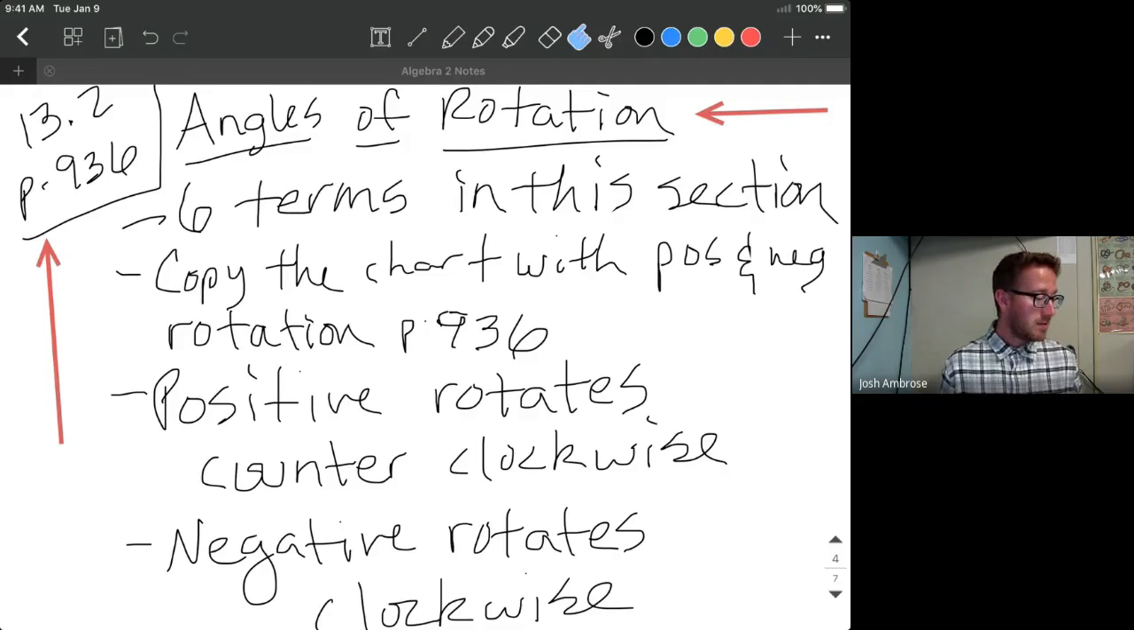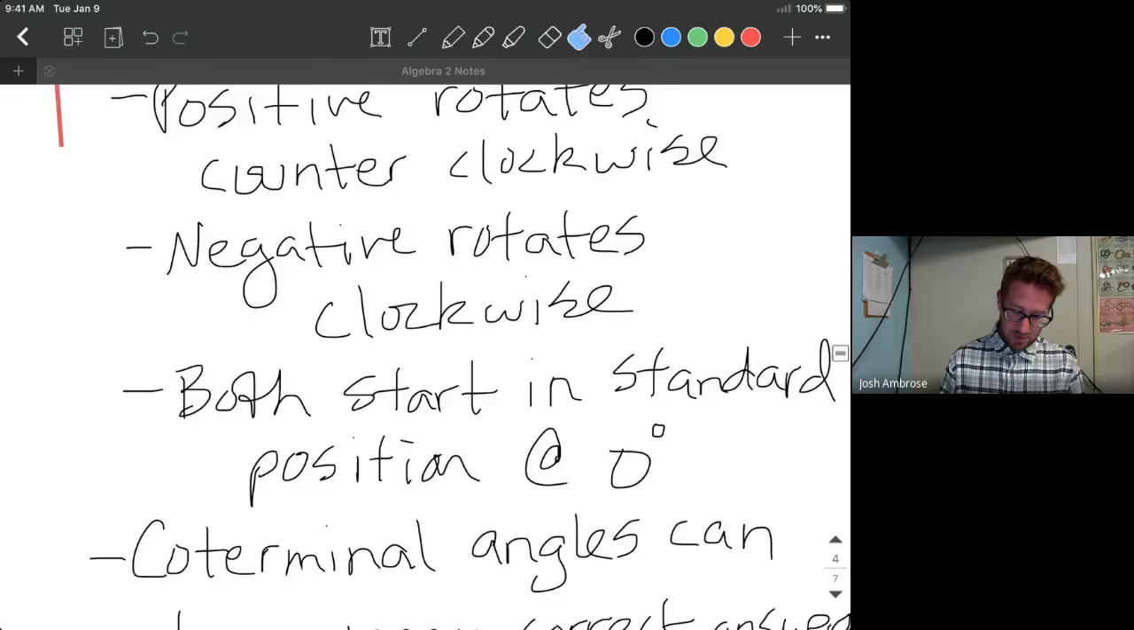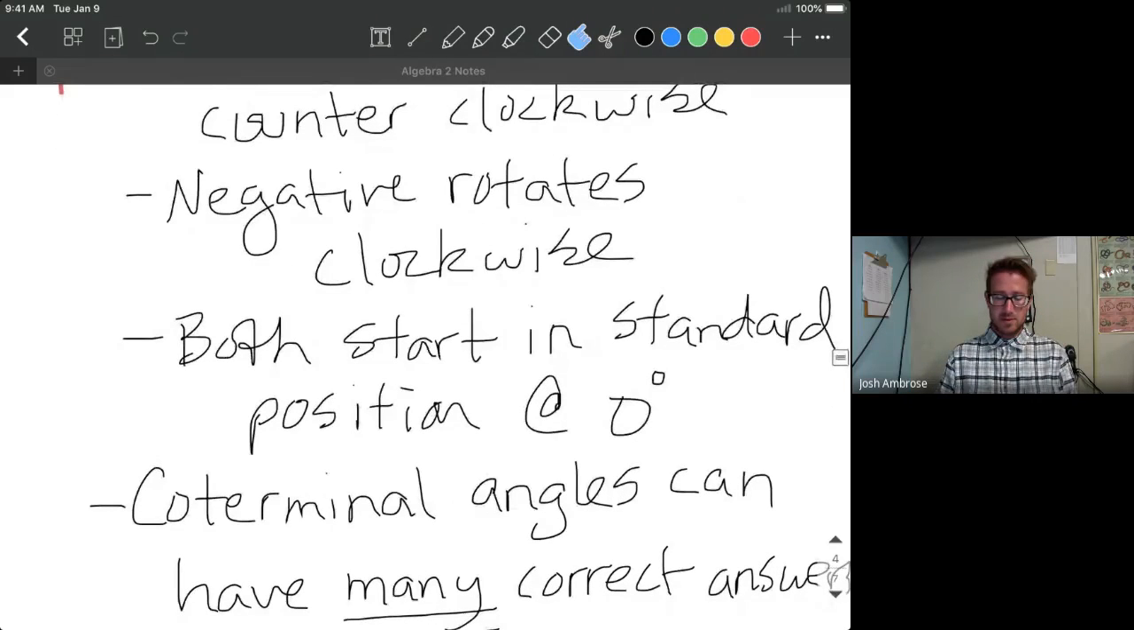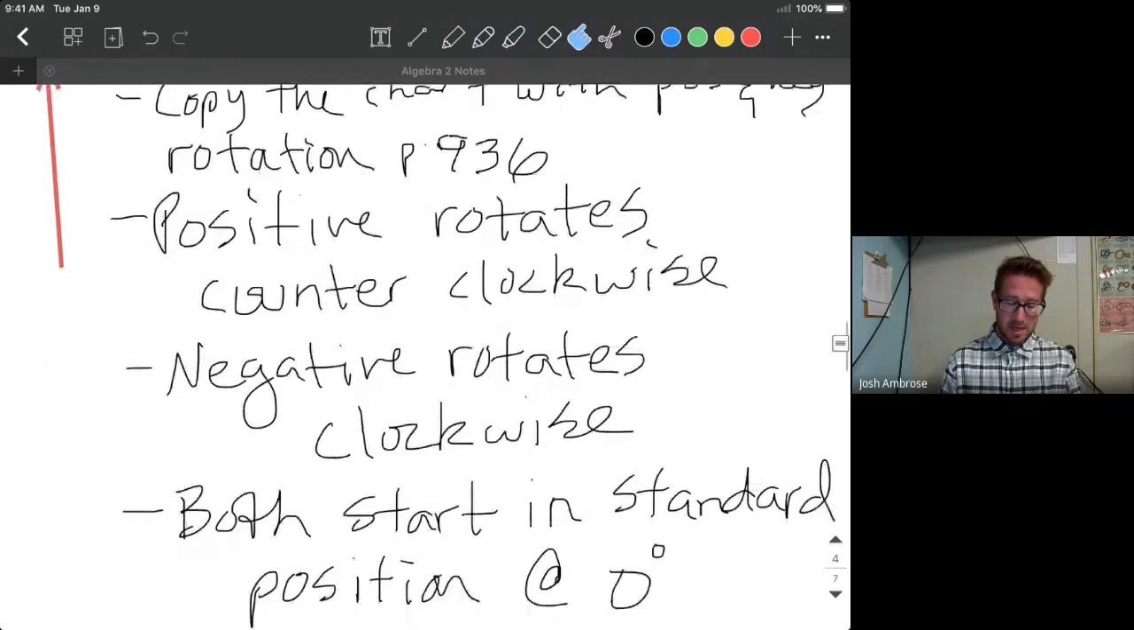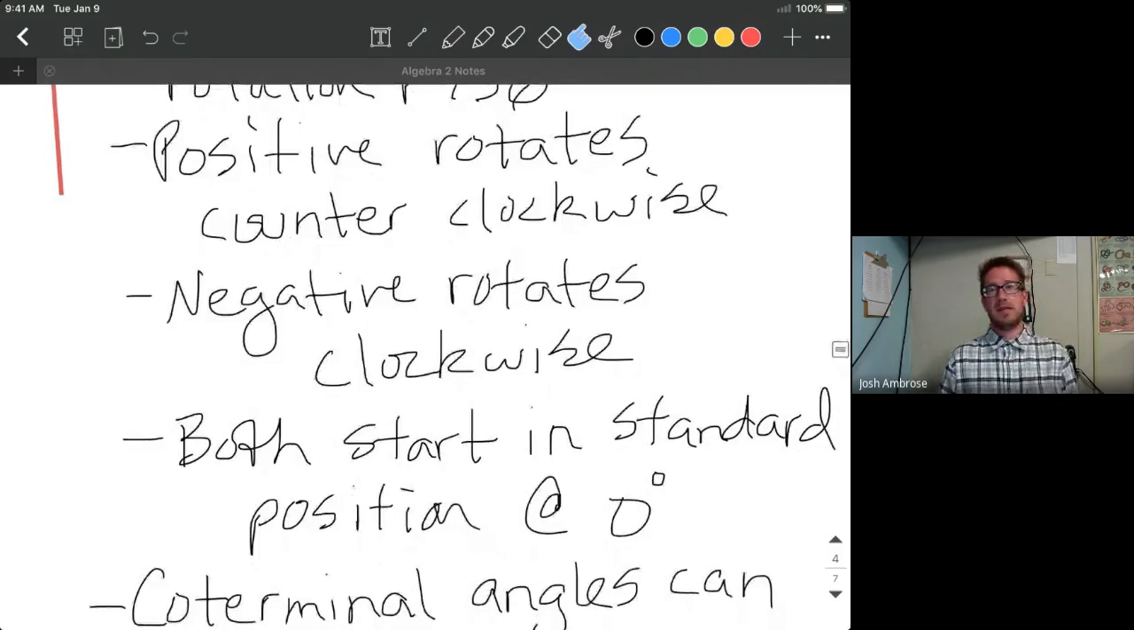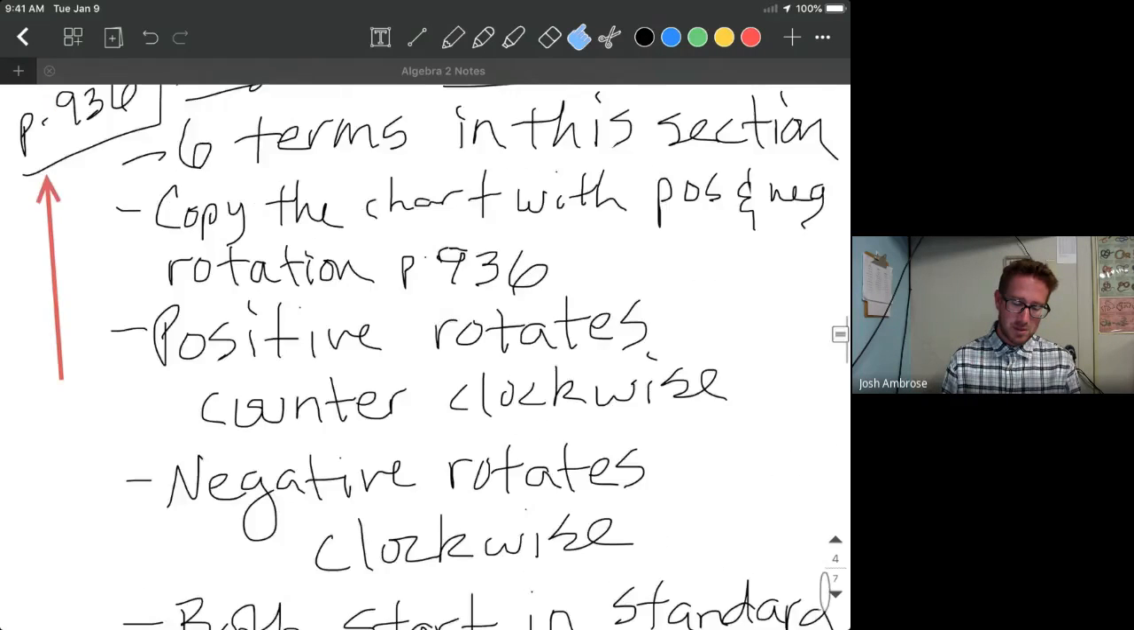Everything starts in what's called standard position. So everything like that says right there, both start in standard position. Standard position is at 0 degrees. And what is 0 degrees? Take a look at that page right there, 936. And 0 degrees is basically you're on the positive x axis if you're thinking of it as like a graph. So that's going to be your starting point.